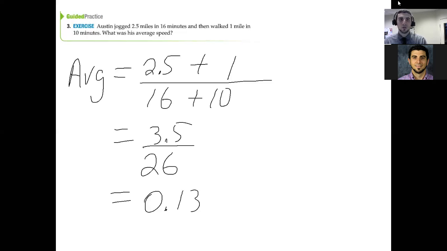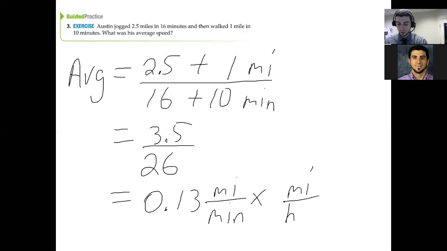Now the units for the numerator were miles. The units for the denominator were minutes. So this is 0.13 miles per minute. Now, if you wanted to convert this to miles per hour, you'd have to multiply by the conversion factor of minutes over hours, which you would do 60 minutes over 1 hour.